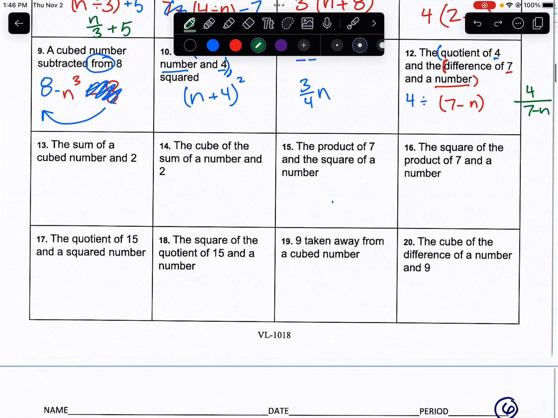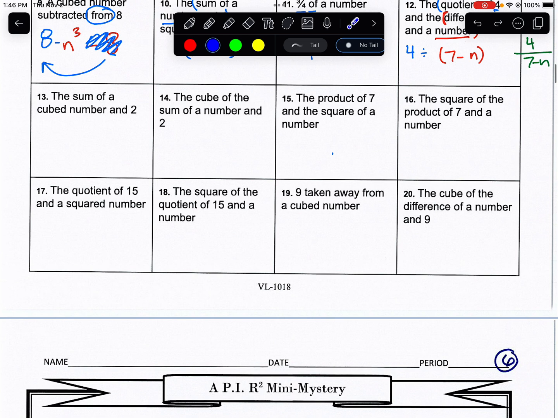All right, let's try number 13. The sum of a cubed number and 2. So the first one is a number that's cubed, and the second number is 2, and it says sum, so we are adding them.